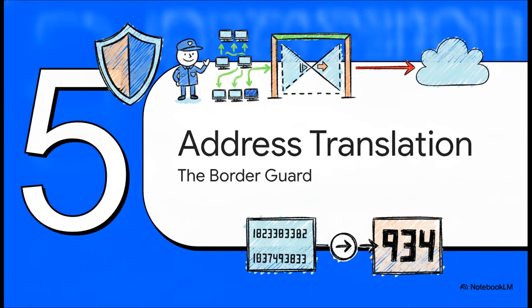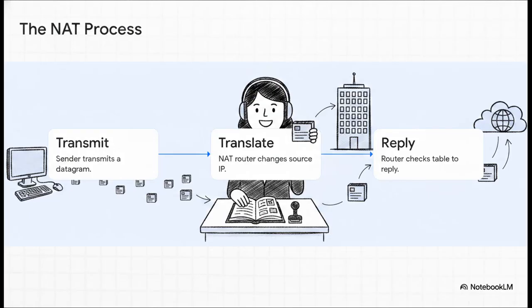Next up, part 5. We're looking at network address translation, or NAT, basically the border guard of our network. Here's the harsh reality. We literally ran out of public IPv4 addresses years ago. It's a huge problem, right? Well, NAT is our savior here.